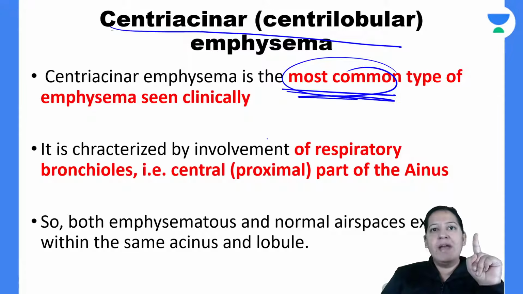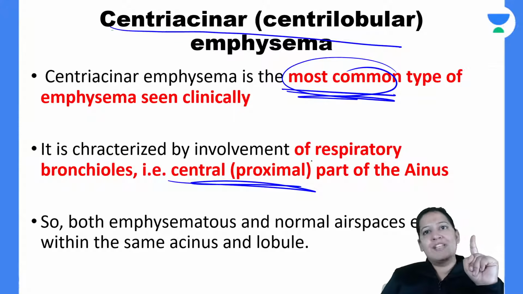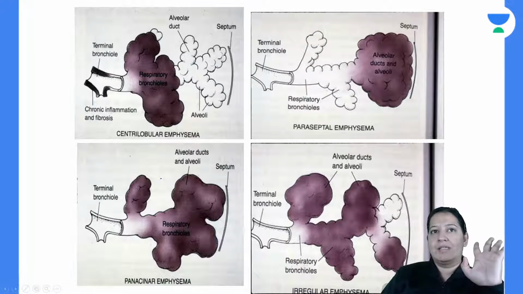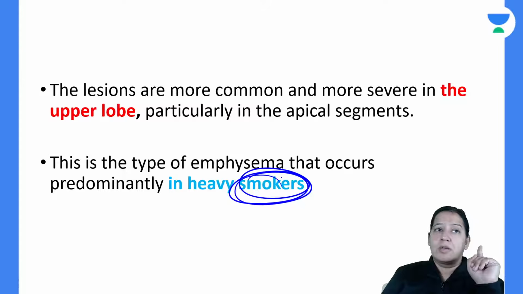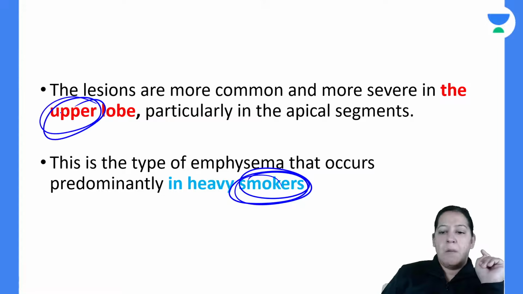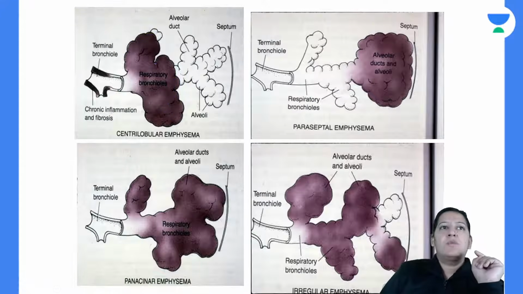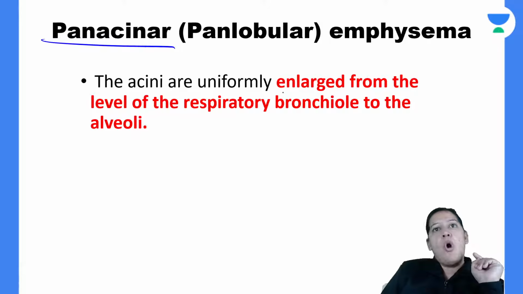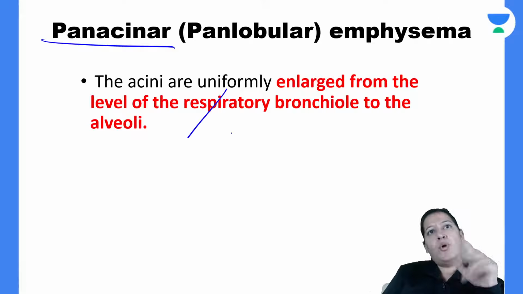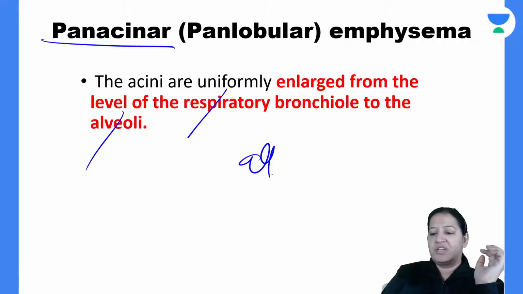First thing, here the central structure, only the respiratory bronchiole, is dilated, not the others. It occurs in heavy smokers. Smoking is the risk, and it occurs in the upper lobe. So here the central structure is dilated. You can appreciate, in Panacinar, all 3 structures are dilated: respiratory bronchiole, alveolar duct and alveolar sac. All 3 structures are dilated.